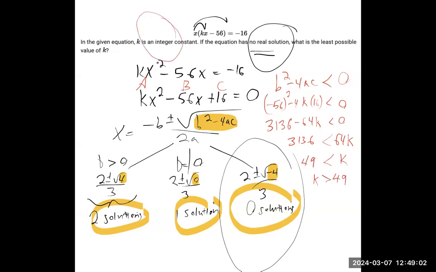So for this integer that they're talking about, what's the smallest possible integer? What's the smallest possible number that is greater than 49? Imagine that on a number line. If we have 49 right here, and we know we can only be greater than that, the smallest number we could still have would be the next number over, which would be 50.